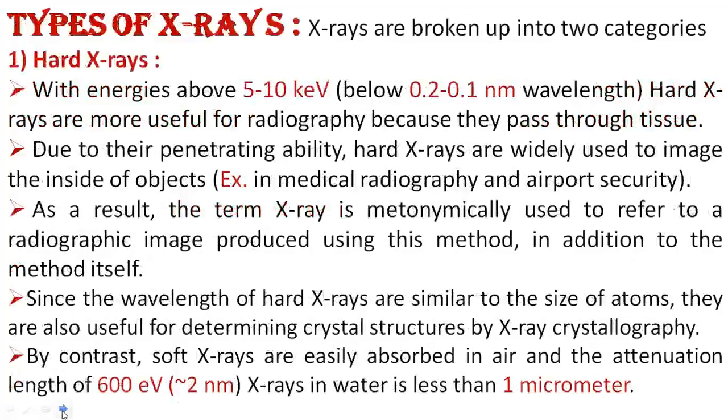Next one is the types of X-ray. It has two types. First one is the hard X-ray, second one is the soft X-ray. So X-rays are broken into two categories. First one is hard X-ray with energy above 5 to 10 keV, below 0.2 to 1 nanometer wavelength, and hard X-ray are more useful for radiography because they pass through tissue.